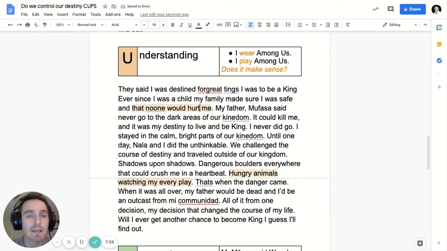So I just wanted to give this as an example: you want to make sure that your word choice matches up with what you're trying to communicate. All right, so then you keep going down here. "Hungry animals watching my every play." Another word choice: watching my every move. So again, as you're writing, just make sure that your word choice makes sense, and that the word order also makes sense.